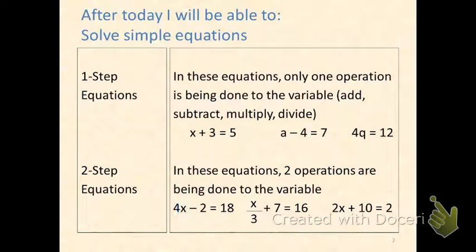The first thing that's happening to it is this 4 is being multiplied. So whatever our x is, we're going to do times 4, and then we're going to do minus 2. On this one, whatever our number is, we're going to divide by 3, and then we are going to add 7. This one, we're going to multiply by 2 and add 10. Okay, we're going to go through how to solve these simple equations.